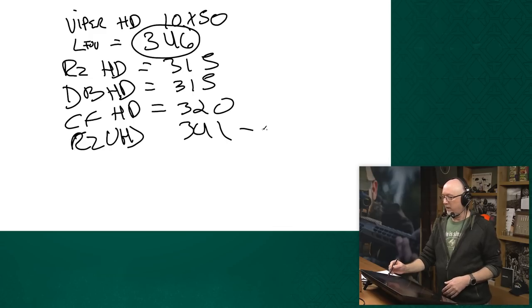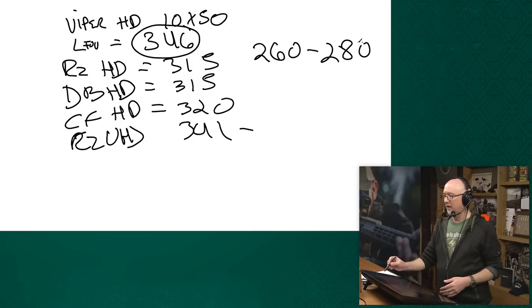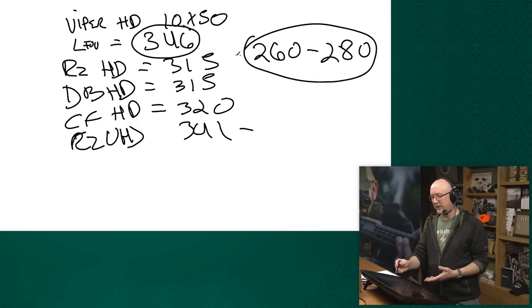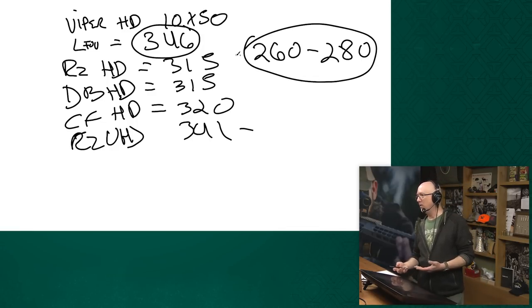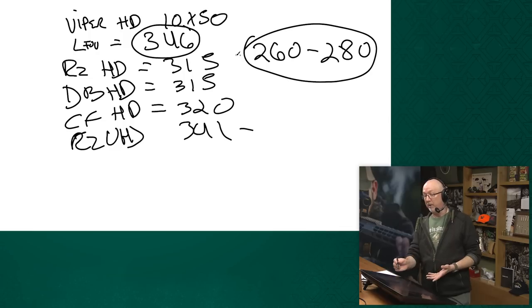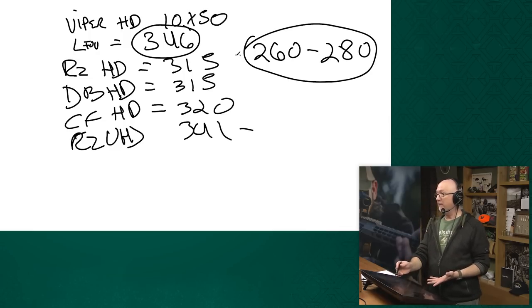When I started in this line of work 23 years ago, a lot of 10x50s back in the day had a much narrower linear field of view, like 260 to 280. But over the years, we've bumped them up to over 300. Generally, I see most 10x50s offering over 300, but 346 is kind of an outlier.